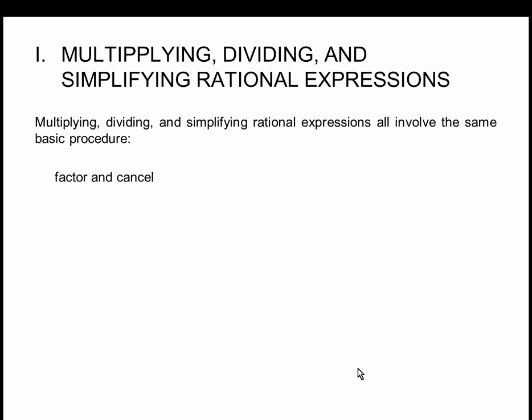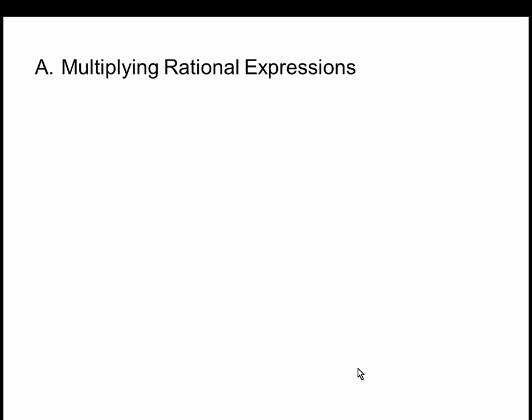Now, since most of these things are rigged, if after you do your factoring you cannot get at least one pair of factors to cancel, then something is wrong. Something is supposed to cancel in almost all of the cases. So, multiplying rational expressions.